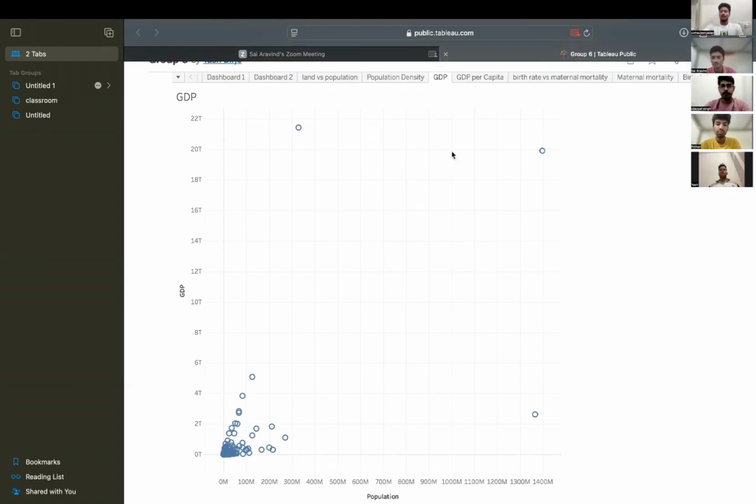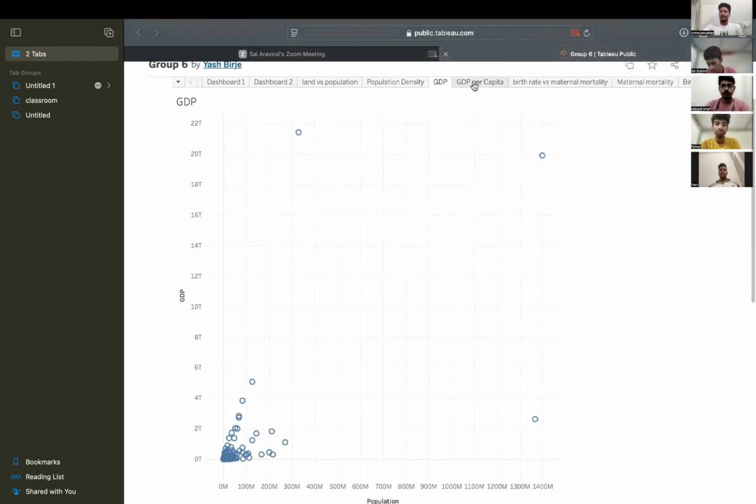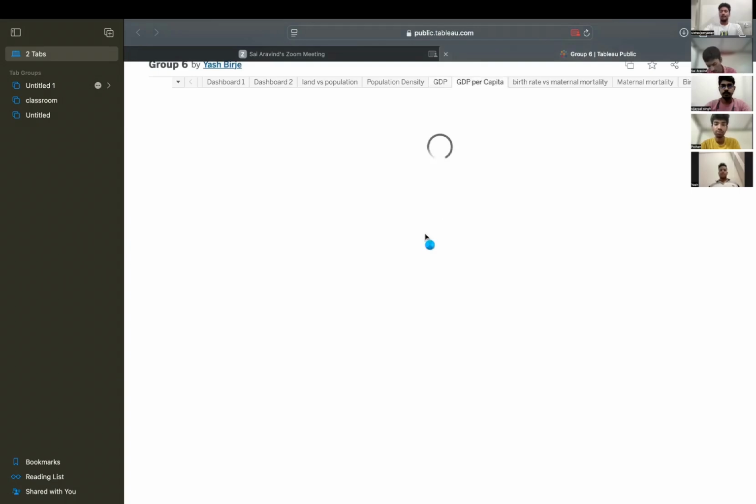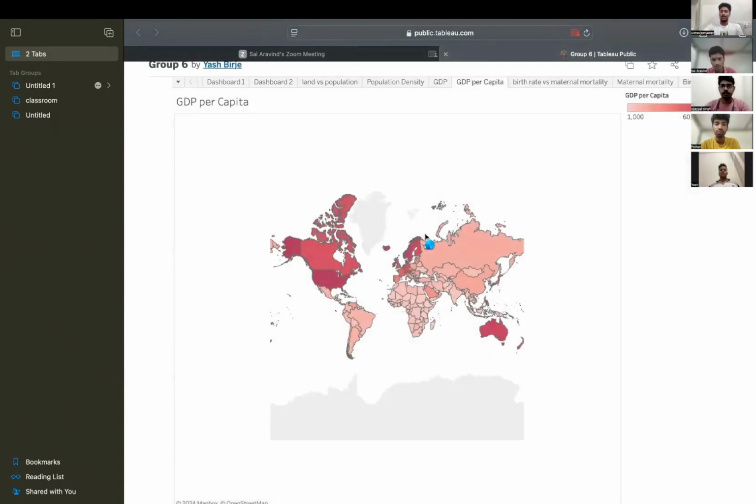In summary, we can say that while a larger population can contribute to a higher total GDP, it doesn't guarantee economic prosperity for every individual. GDP per capita and other factors are crucial in fully understanding a country's economic health and its people's living standards.